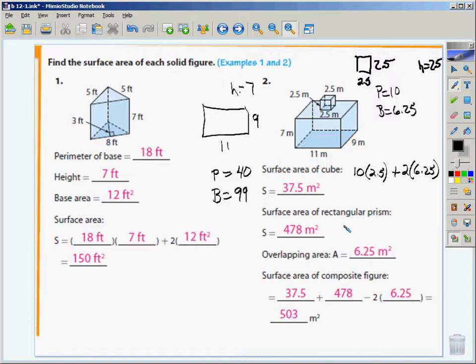So when I go to calculate my surface area, this would have been 40 times my height, which is 7, plus 2 times 99, which gave me the 478.